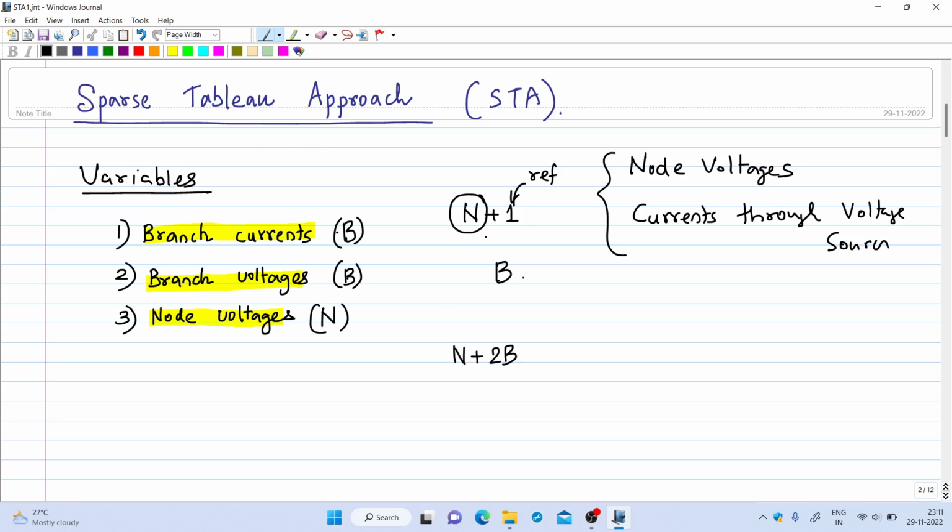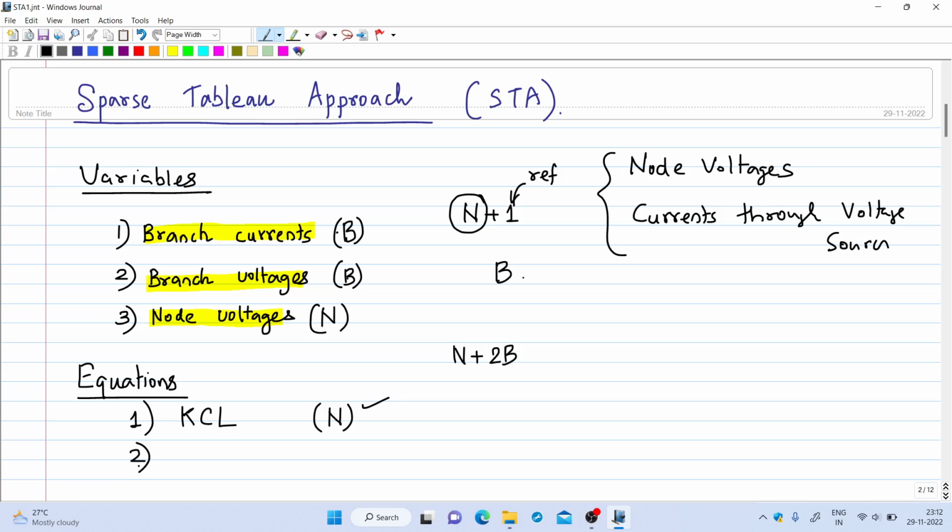So we have to formulate n plus 2b equations to solve the system. So from where will we get the n plus 2b equations? There will be three sets of equations. One set of equations we will get from KCL by applying KCL at all these n nodes. Apart from the reference node, there are n nodes, and at each of these nodes we can apply Kirchhoff's current law and we will be able to write n equations.